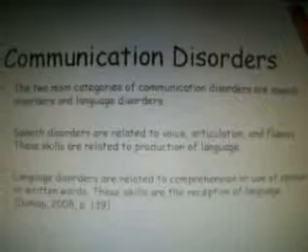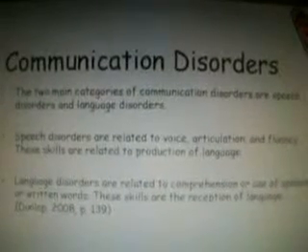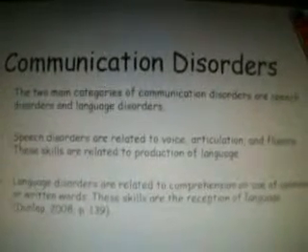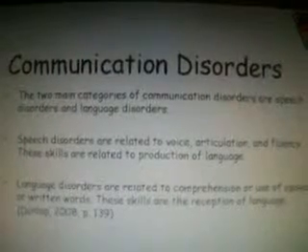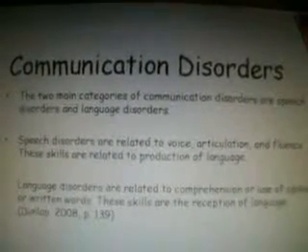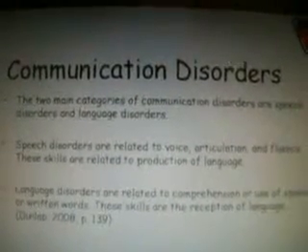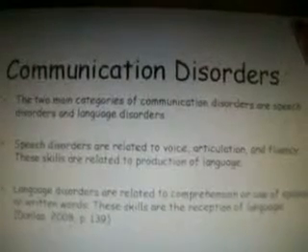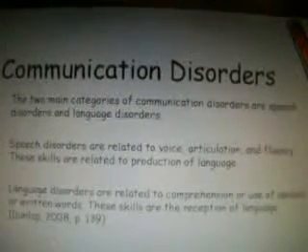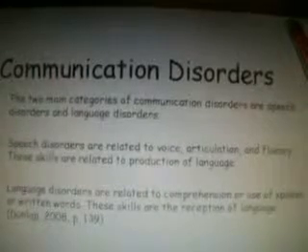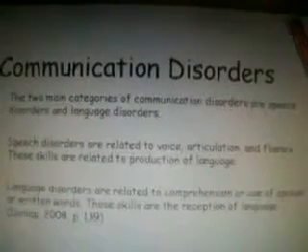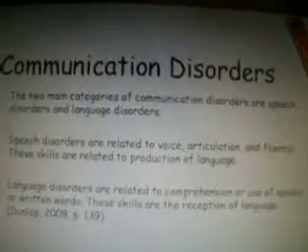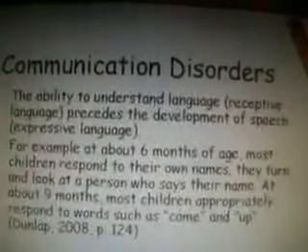Two main categories of communication disorders are speech disorders and language disorders. Speech disorders are related to voice, articulation, and fluency. These skills are related to the production of language. Language disorders are related to comprehension or use of spoken or written words. These skills are the reception of language.